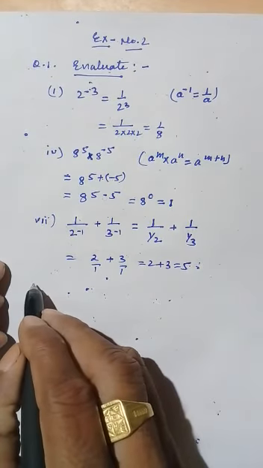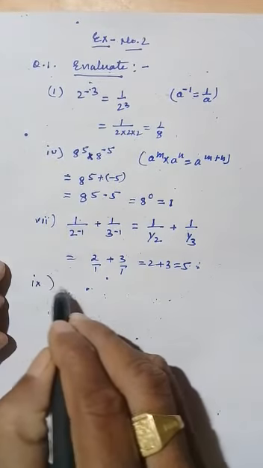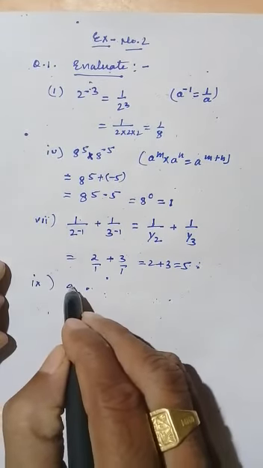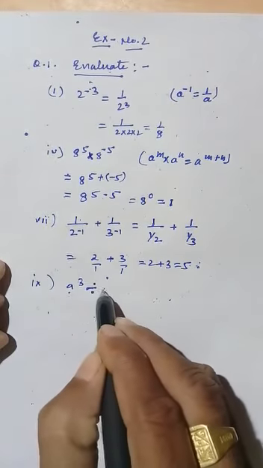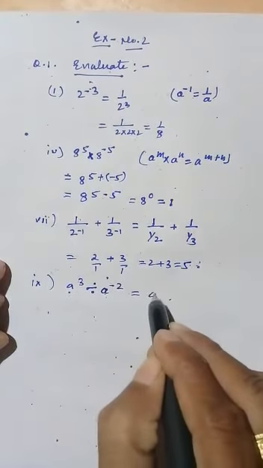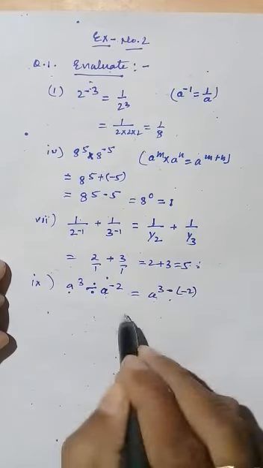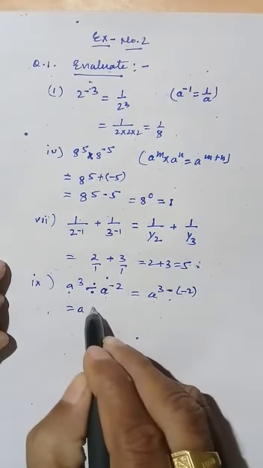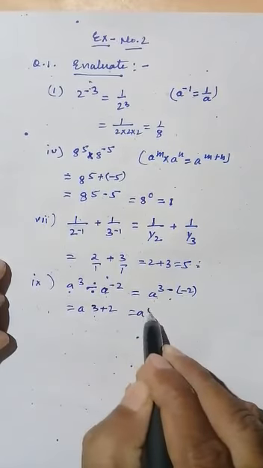Next, number 9: a cube divided by a to the power minus 2. It will be a to the power 3 minus minus 2, finally it will be 3 plus 2, a to the power 5.